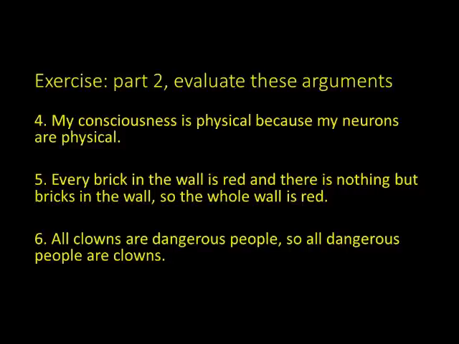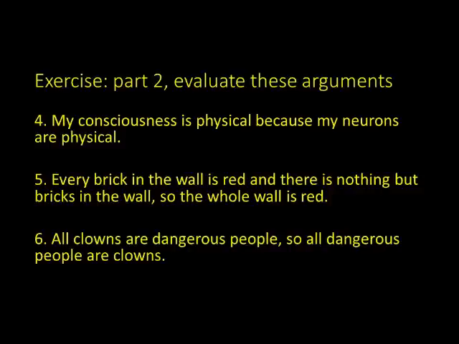Now number 5 takes the same form. Every brick in the wall is red, and there's nothing but bricks in the wall, so the whole wall is red. It moves from the parts to the whole. But number 5 is not a fallacy. Number 4 is an informal fallacy, but number 5 is not. In this case, you can move from the parts to the whole. So number 5 is a good argument. Okay. Now, again, it's not the composition fallacy since all the parts of the wall are red and the redness seems to transfer from the parts to the whole.